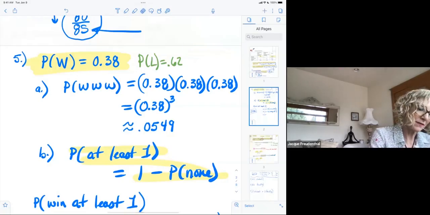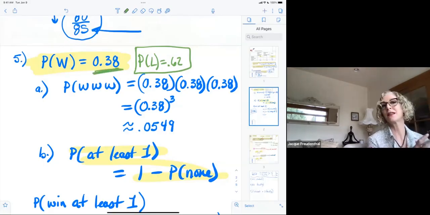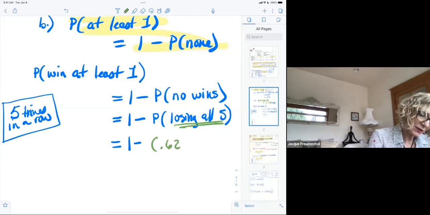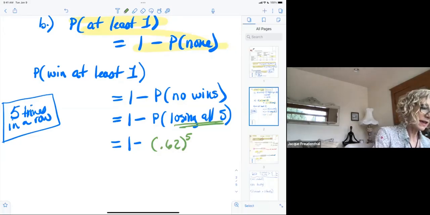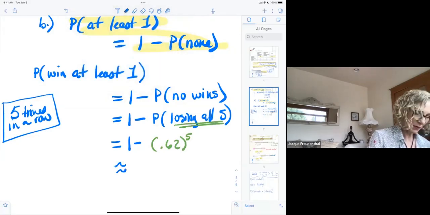There's a weird pink box right there. So the probability of losing is 0.62 based off of knowing that the probability of winning is 38%. So the probability of losing all 5 is 0.62 to the 5th power. It's losing the first round, the second round, the third round, the fourth round, and the 5th round. And when you calculate that, we get approximately 0.9084.